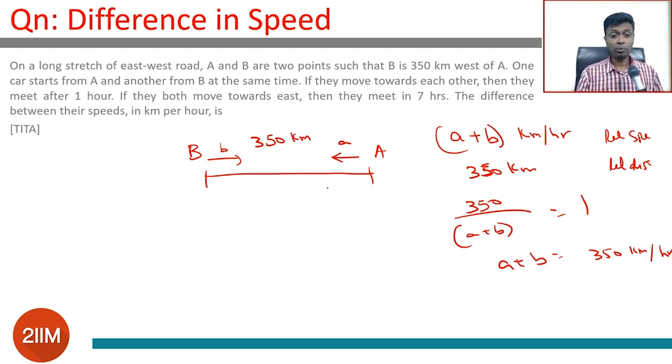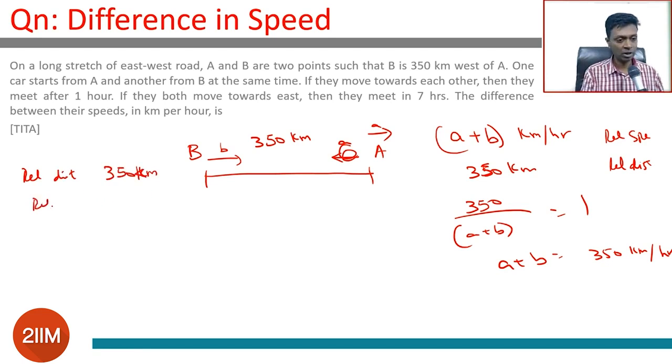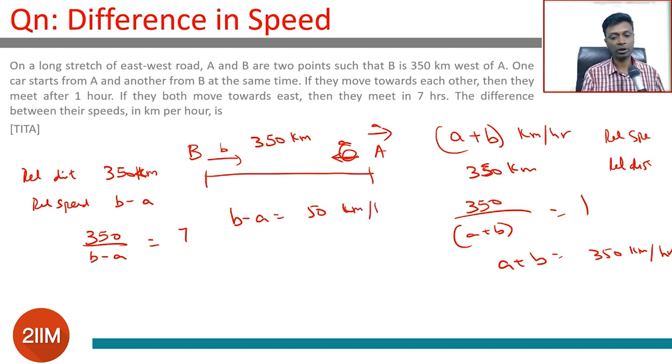If they both move towards east, this is west. If both move towards east, that means A is going like this, then they meet in 7 hours. And so B is catching up on A. Once again, the relative distance will be 350 kilometers. The 350 kilometer gap has to be caught up by B. Relative speed is B minus A. B has to be going faster. Only then will they catch up because they're going east. So 350 by B minus A equals 7 hours, or B minus A is 50 kilometers per hour.